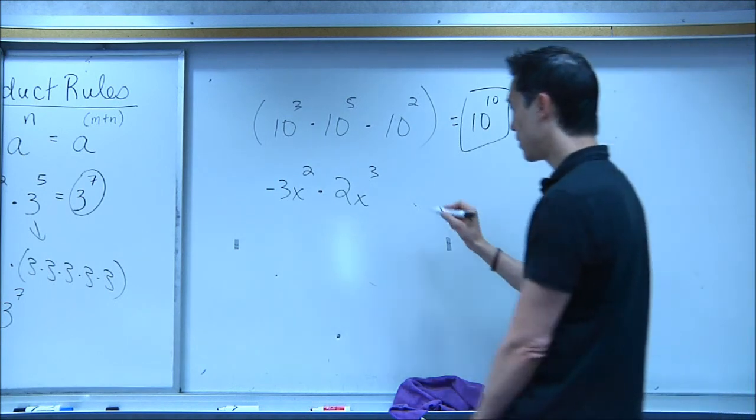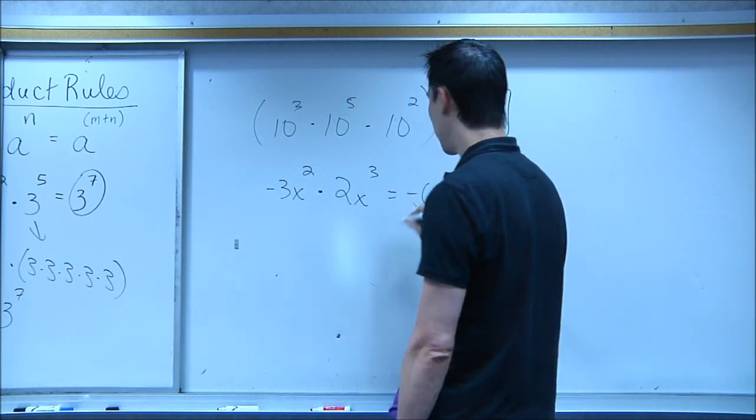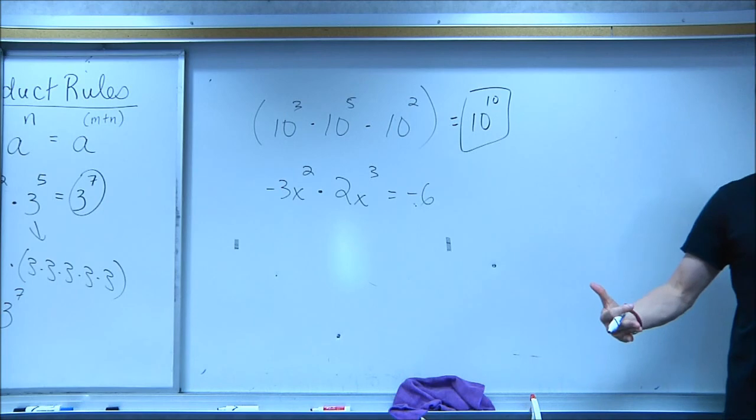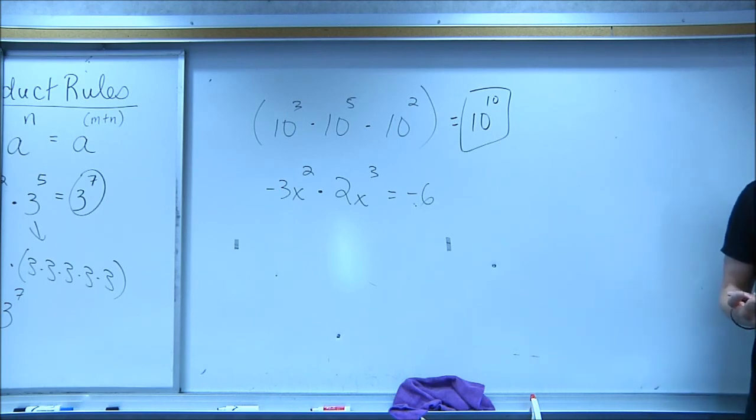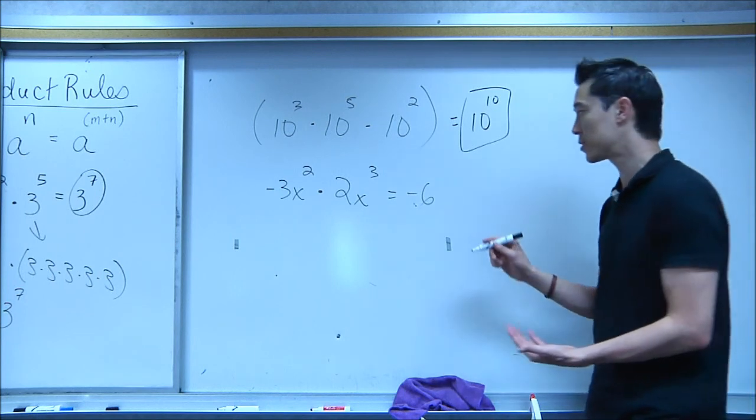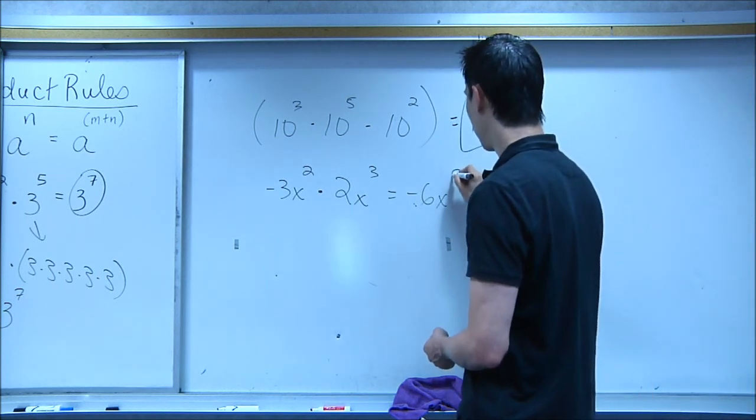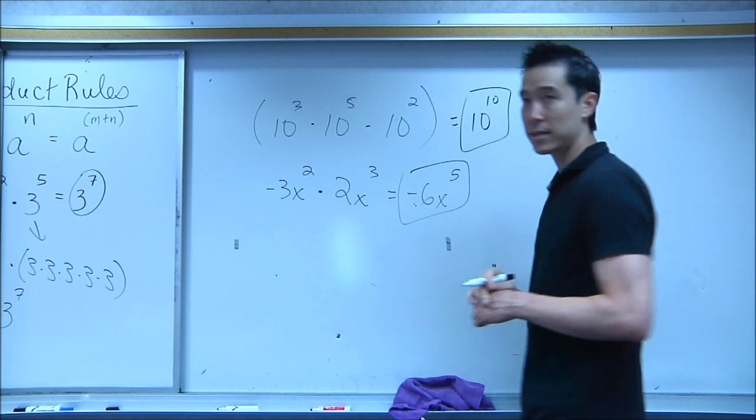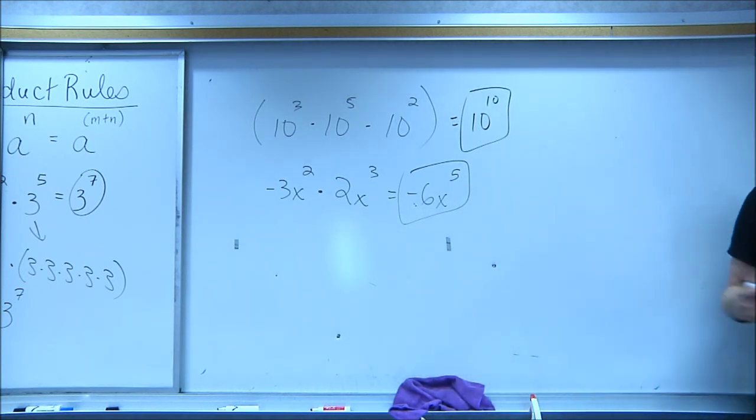So, negative 3 times 2 is negative 6. I take care of that first. Multiply the coefficients together first. And then x to the second times x to the third. We just learned that rule. It's x to the fifth. And that's how you handle multiplying with coefficients in front.